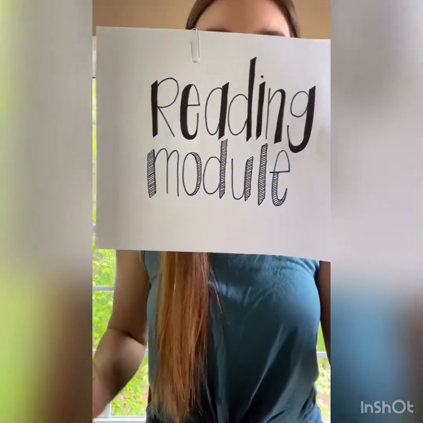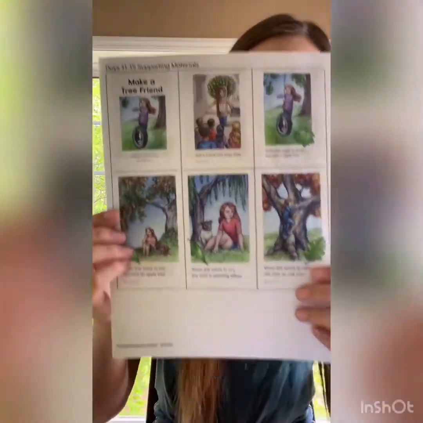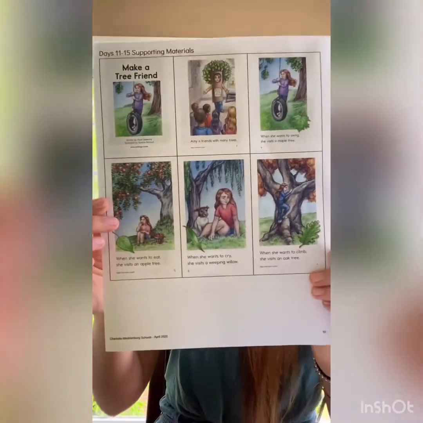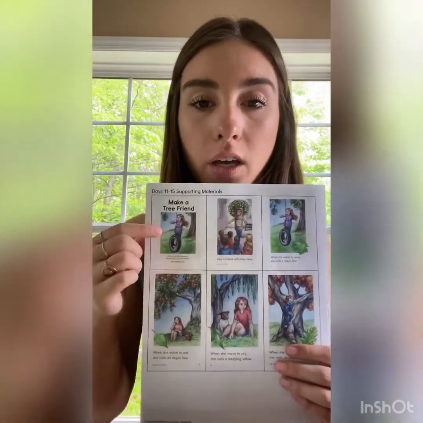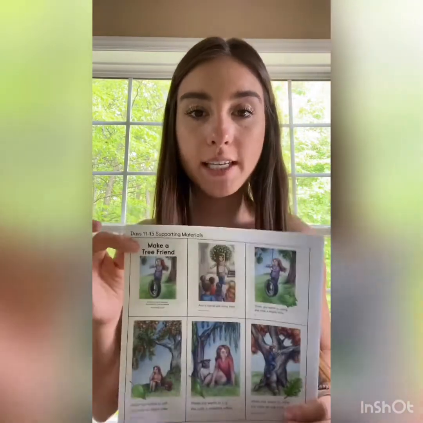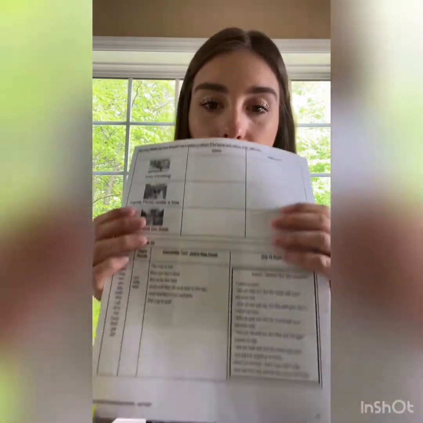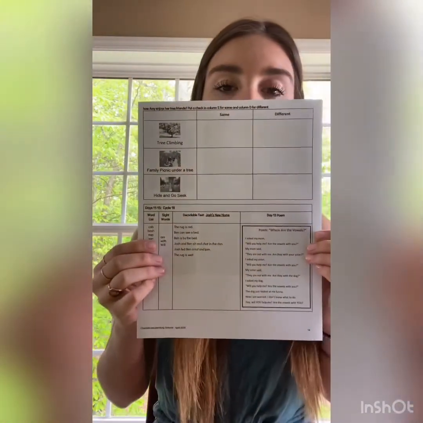Alrighty, the first thing we're doing is reading and module. So for reading, you are going to click on that video in the link below, or in the description below, I'm sorry, the module video. You are going to watch that first. And as you watch the video, you're going to look at pages 10 and 11 in your packet. And you're gonna follow along, make sure you're using your pointer power as you follow along to listen to Make a Tree Friend. So you're listening to this book as you watch the video.